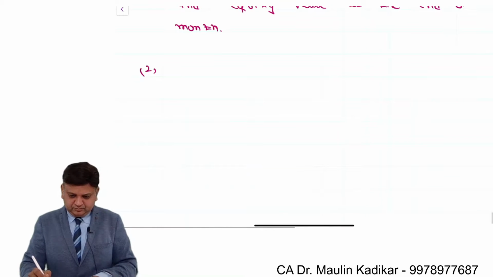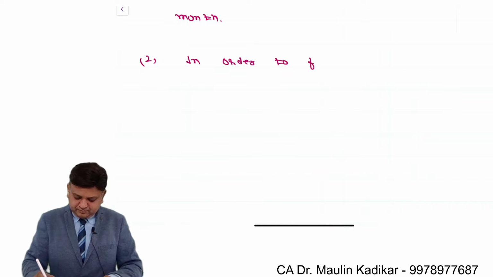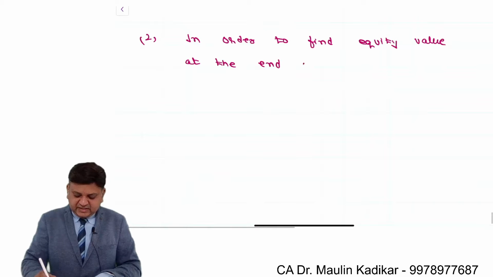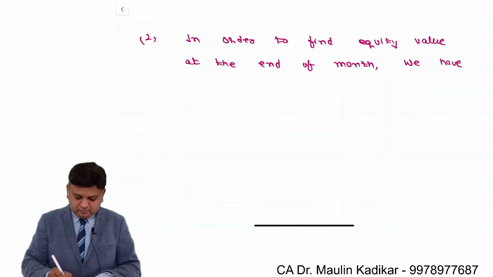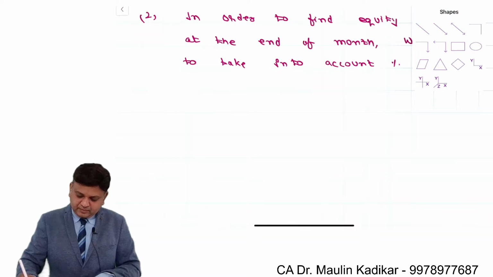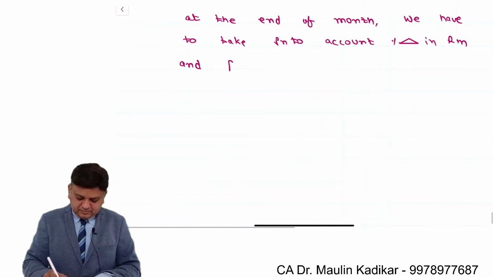Second point: in order to find equity value at the end of the month, we have to take into account percentage change in Rm and beta of investment.